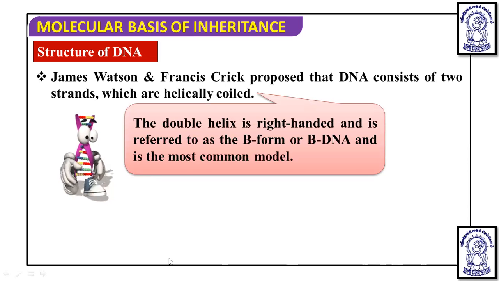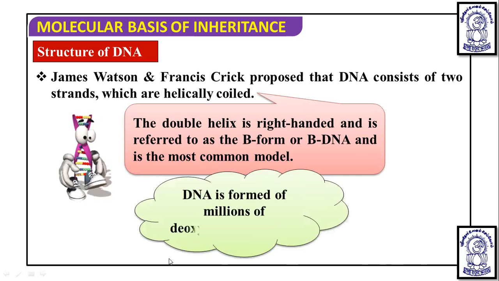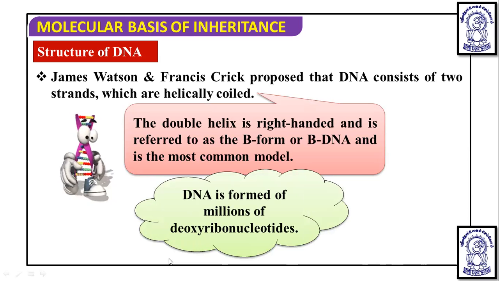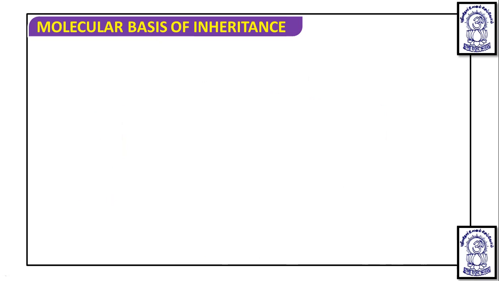The double helix is coiled to which side? Right hand side. So it is known as right-handed, and it is referred to as B form or B-DNA, and it is the most common model. DNA is formed of millions of deoxyribonucleotides. So, what is the structure of DNA that we need to understand? Obviously, let's draw the structure of DNA and understand the parts.